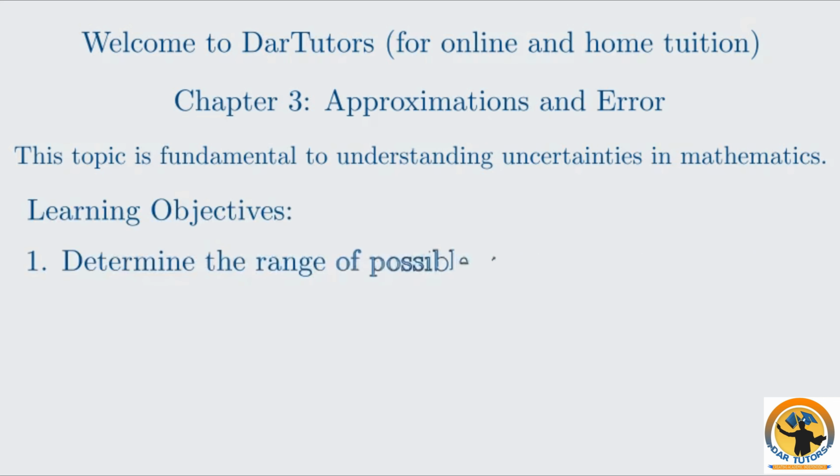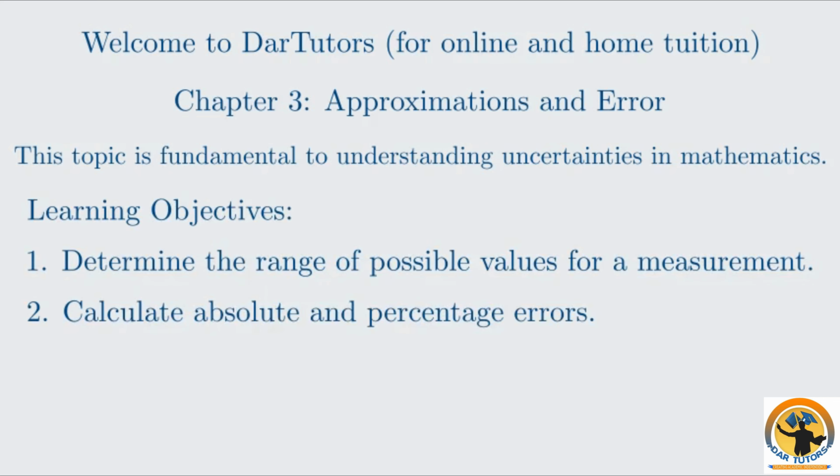In this video, you will achieve two main learning objectives. First, you will learn to determine the range of possible values for a measurement based on its precision. Second, you will be able to calculate absolute and percentage errors for both individual measurements and results derived from those measurements. By the end of this session, you will be well equipped to tackle IB-style problems involving these concepts.